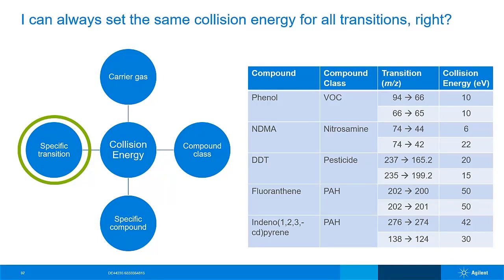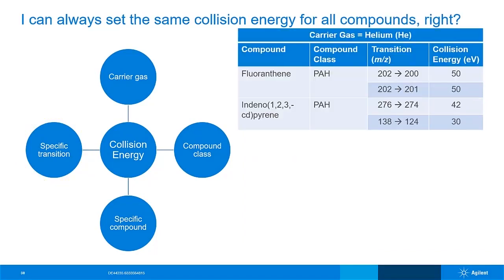You may ask, does the collision energy depend on the size of the transition? Does a shorter transition take less energy? And the answer is not necessarily, and we can see that in the PAH example. Here it takes 42 electron volts for the transition of 276 to 274, but only 30 eV to fragment from 138 to 124 mass to charge ratio. So the collision energy required depends on how easy the bonds are to break for that specific transition.